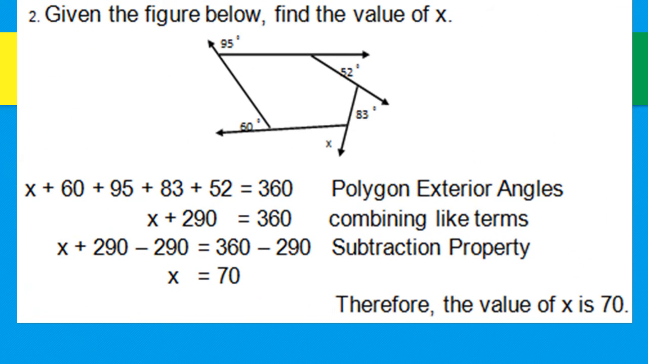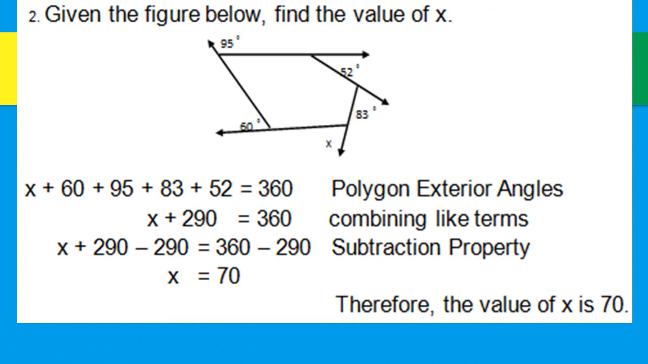Another example, given the figure below, find the value of x. So we have the angles 95 degrees, 52 degrees, 83 degrees, x, and 60 degrees. Now we can have x plus 60 plus 95 plus 83 plus 52 is equal to 360, which is the polygon exterior angles theorem. After that, we are going to combine like terms. 60 plus 95 plus 83 plus 52, that is 290.